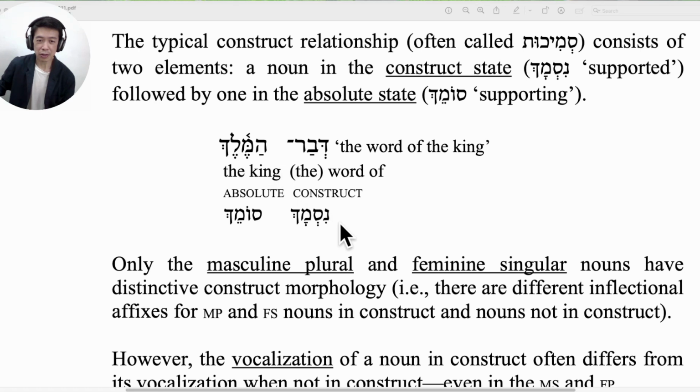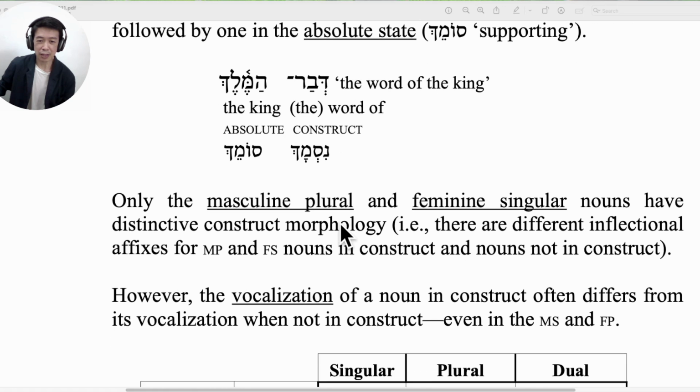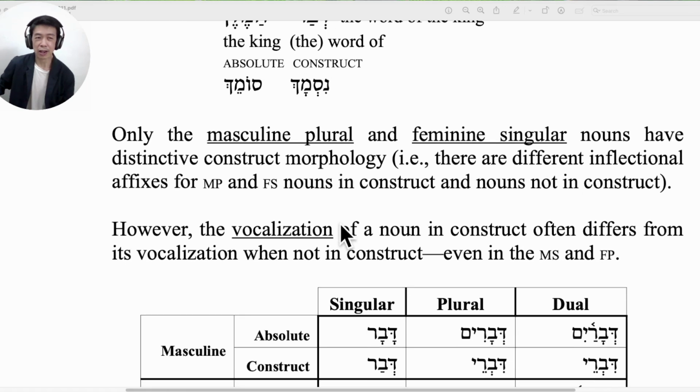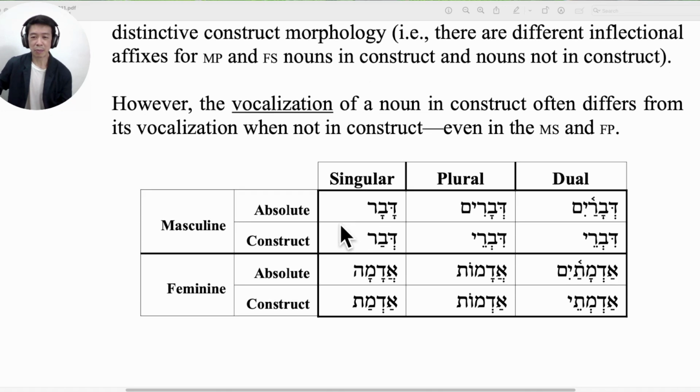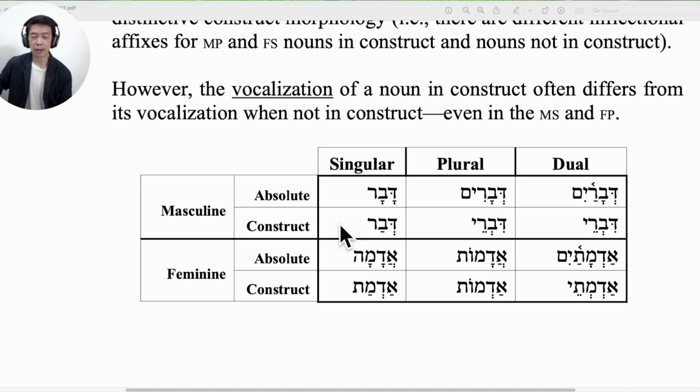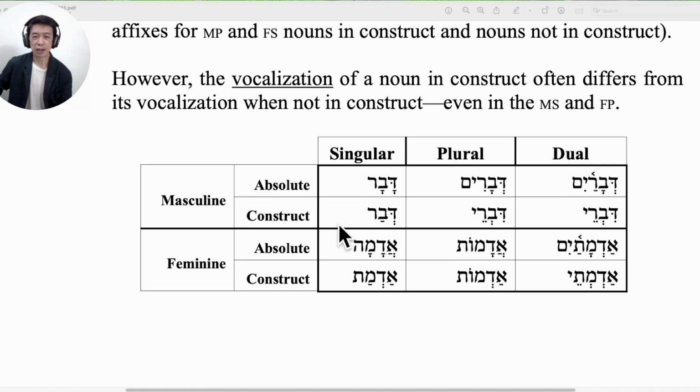Only the masculine plural and feminine singular nouns have distinctive construct morphology. However, the vocalization of a noun in construct often differs from its vocalization when not in construct form. So here are some examples. There is no need to memorize this; it is just for knowledge, because our purpose is to learn how to recognize words and grammatical forms to read the Bible.